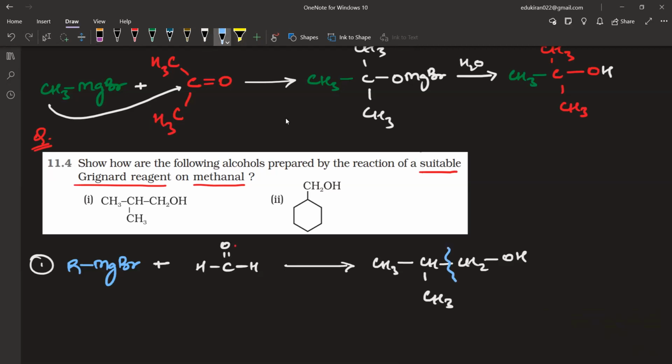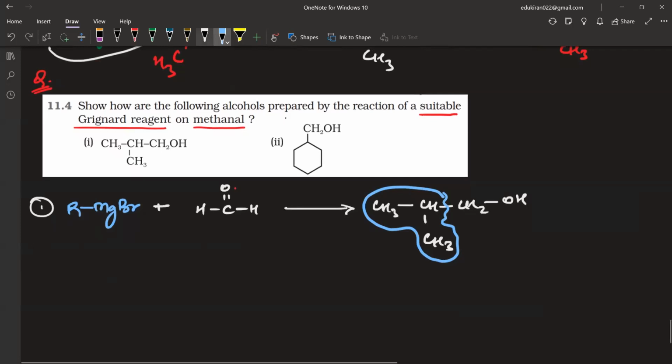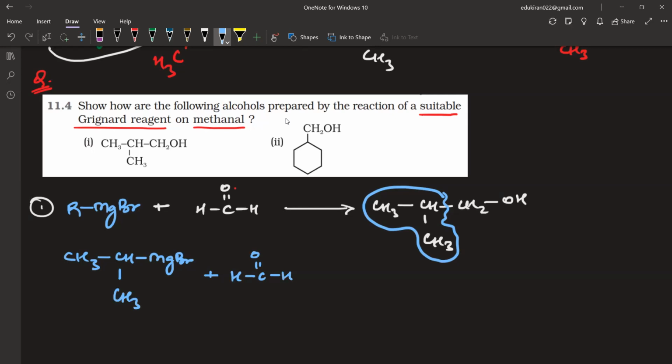this. Now that means this part here, it is coming from what? Tell me. This part here, it is coming from Grignard reagent, right? So you will form the Grignard reagent as it is. So how will you form the Grignard reagent? You'll form it like this. You'll form CH3, CH, and since the bond of CH is with CH2, this CH will have a bond with MgBr, and here you'll have a CH3. Plus you will write H, C double bond O, H.